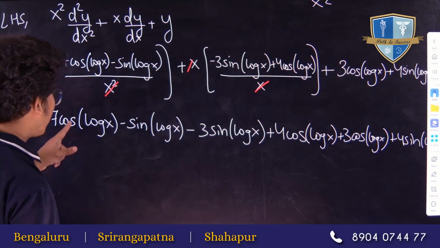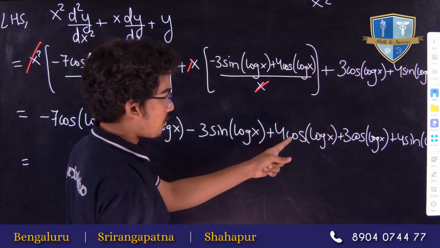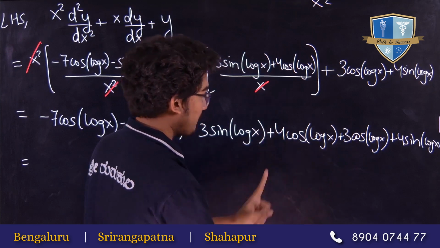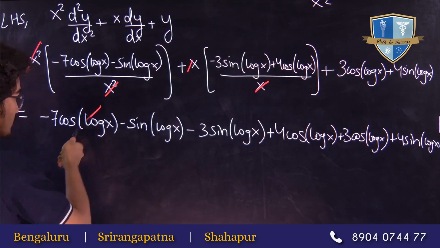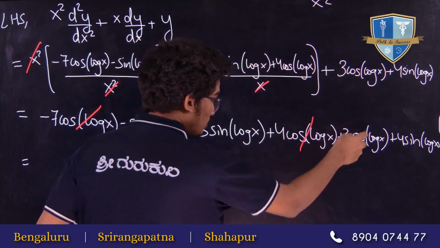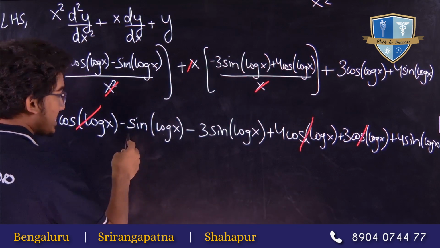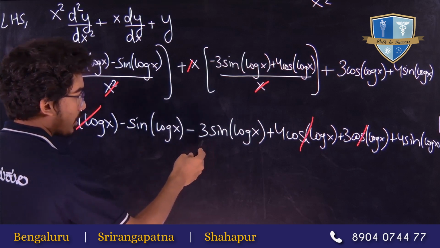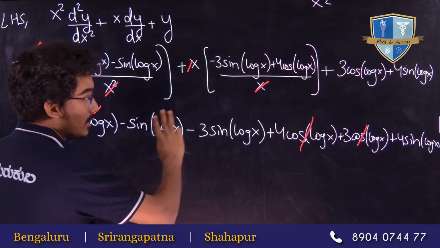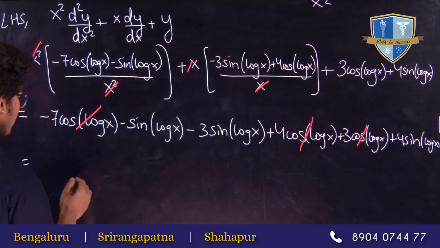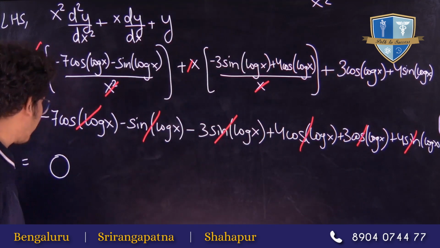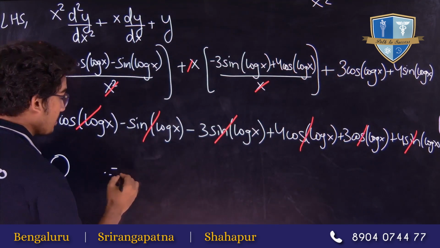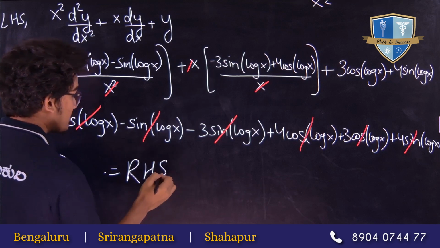So 4 cos of log x plus 3 cos of log x is 7 cos of log x, and minus 7 cos of log x will become 0. So this will cancel out. And minus sin of log x minus 3 sin of log x is minus 4 sin of log x, plus 4 sin of log x, it will become 0. So this will also cancel out. So everything is cancelled out. Finally we are getting 0, which is our RHS. So LHS is equal to RHS.